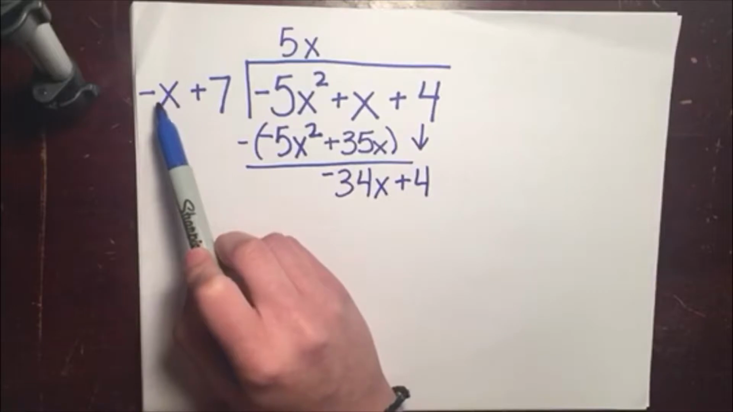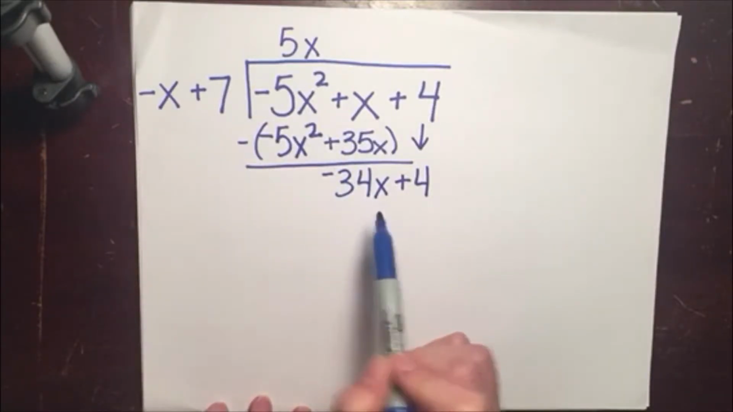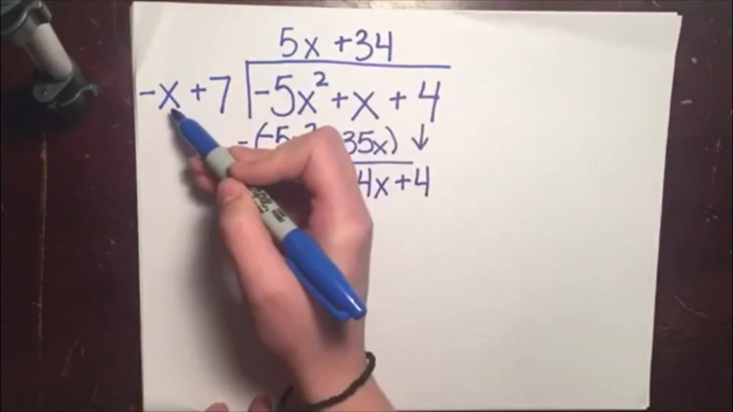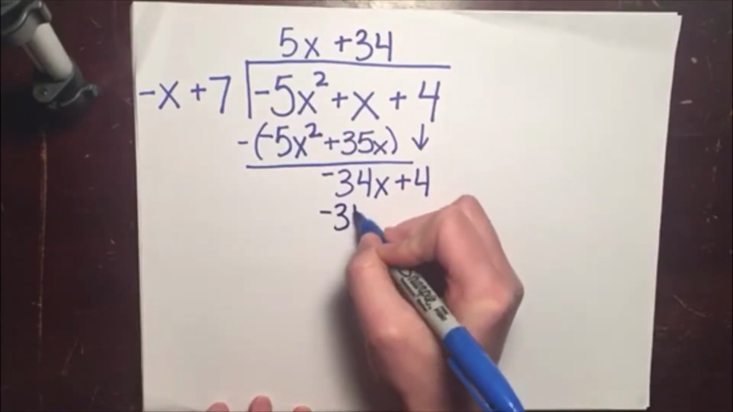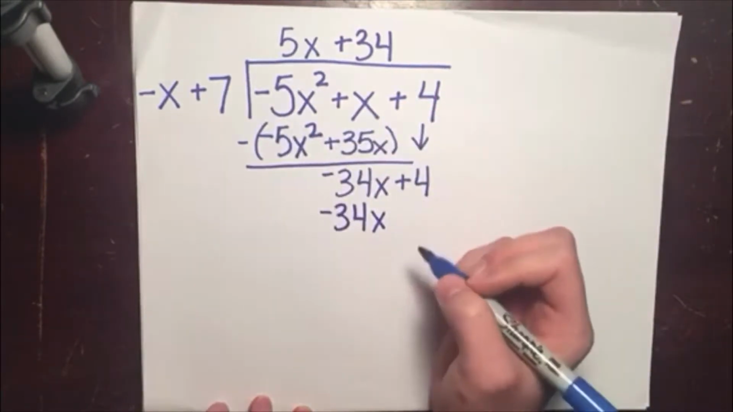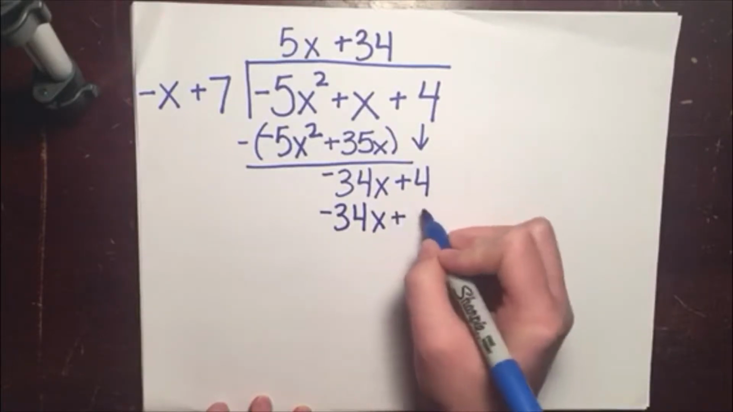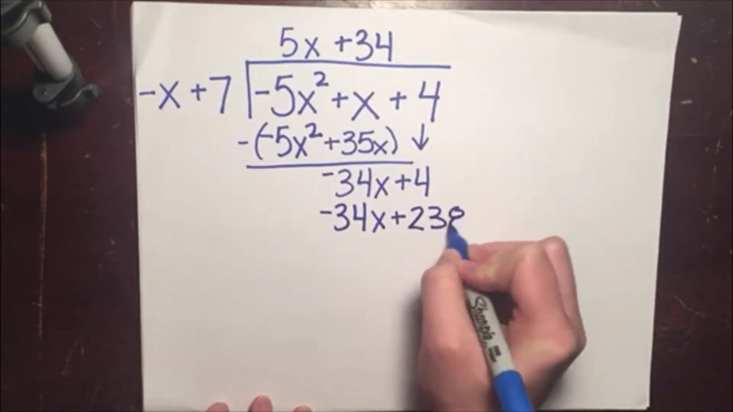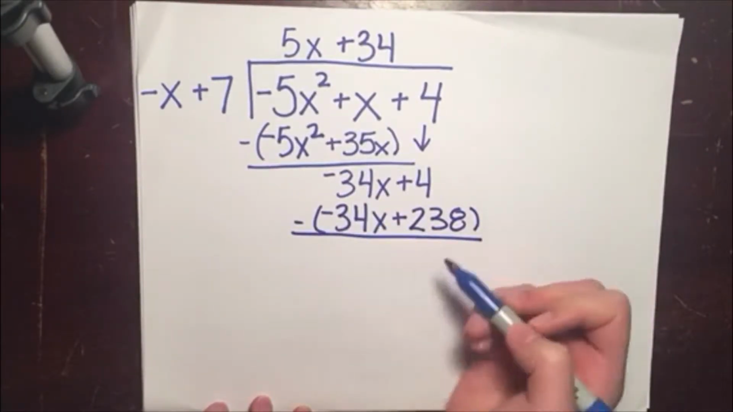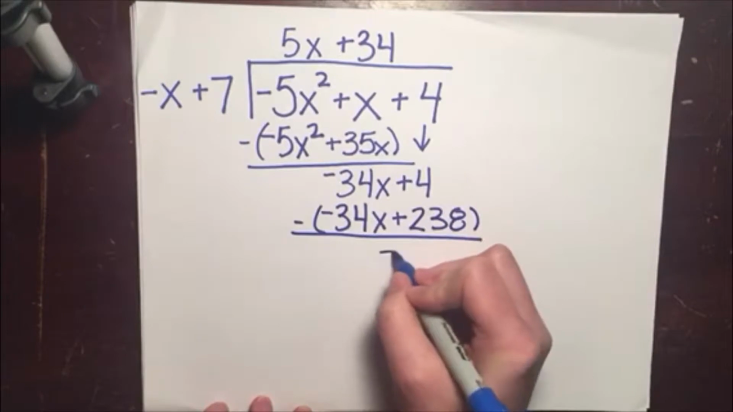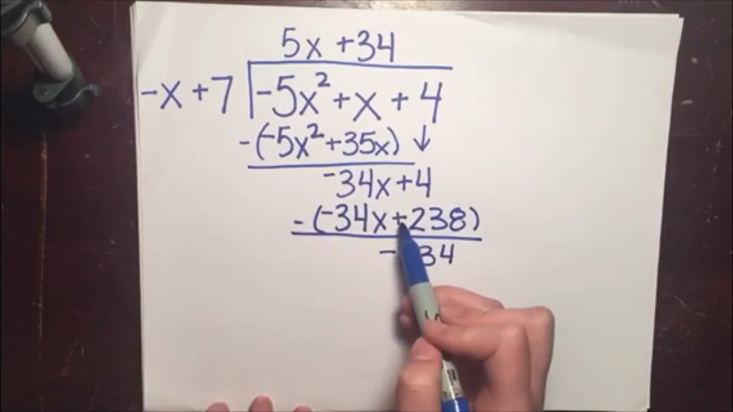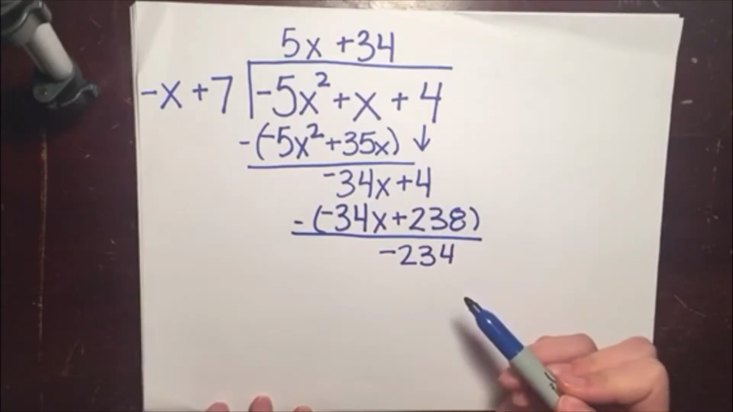Okay, so again, negative x goes into the negative 34x how many times? Positive 34. So positive 34 times negative x is negative 34x. Positive 34 times positive 7 is a positive 238. And again, we're going to subtract the sum. So these two terms cancel, and then we're left with a negative 234 because we have a positive and then we're subtracting a positive, so it's going to be a negative.